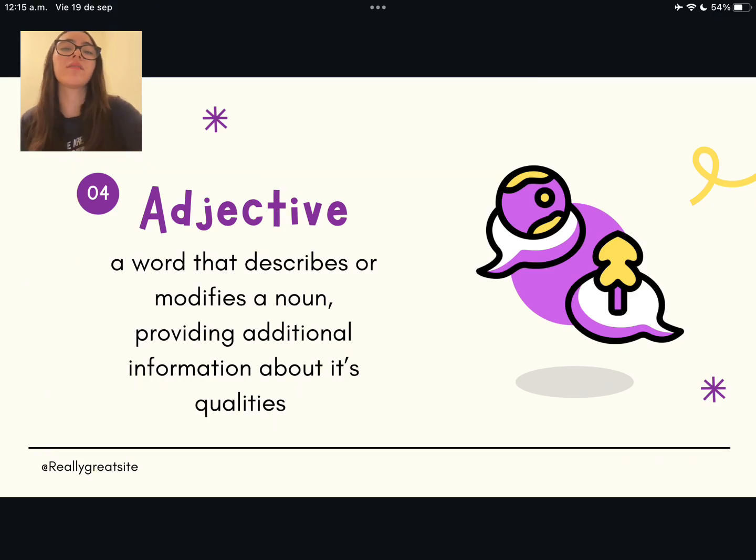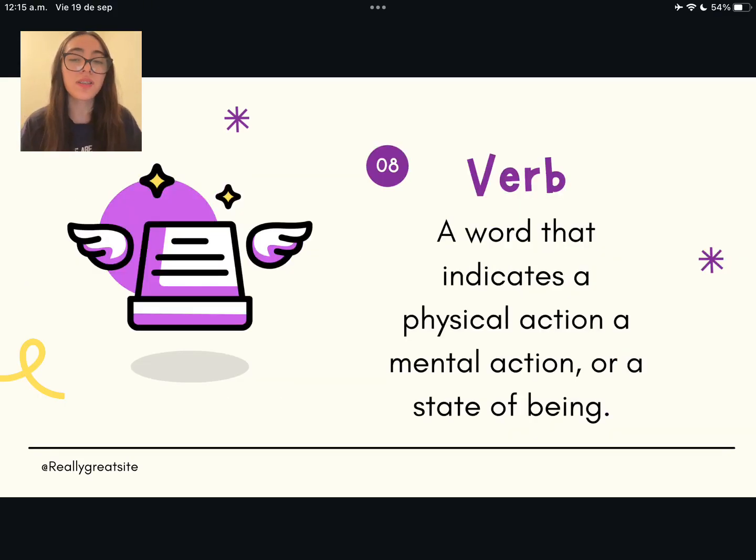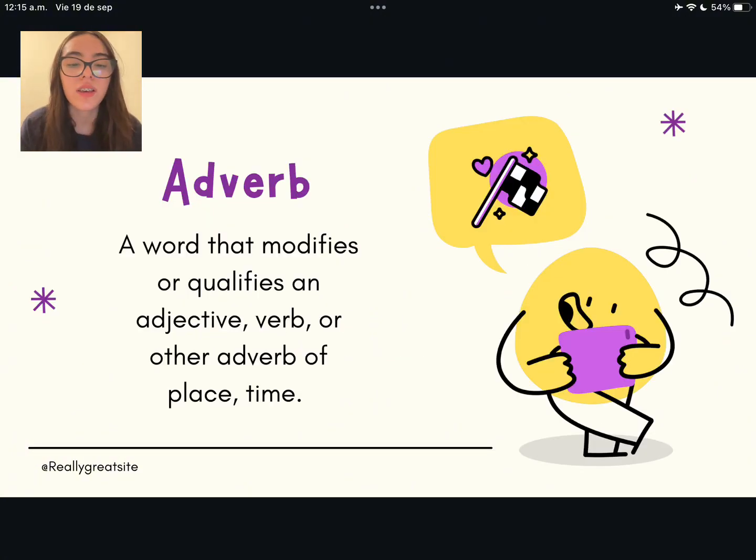Then we have the verbs, which indicate a physical action or a mental activity. For example, run, jump, write, think. Adverbs. The adverbs are words that modify or qualify an adjective. For example, he swam well, tomorrow, he ran quickly, etc.